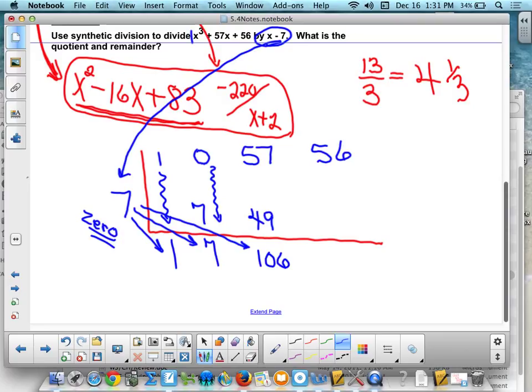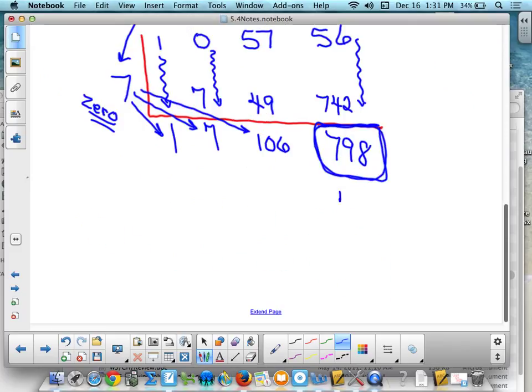Seven times 106 is 742. Add down, 7 what? 798. The number inside is known as the remainder. Okay, so you got a remainder of 798 and a quotient, which is basically your answer to division. Your answer is right here.